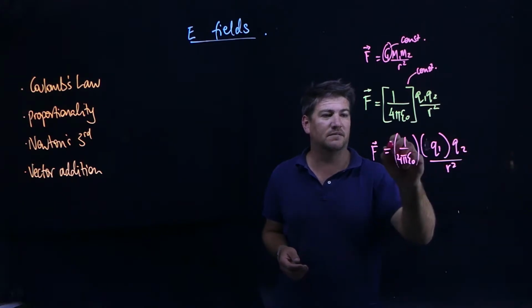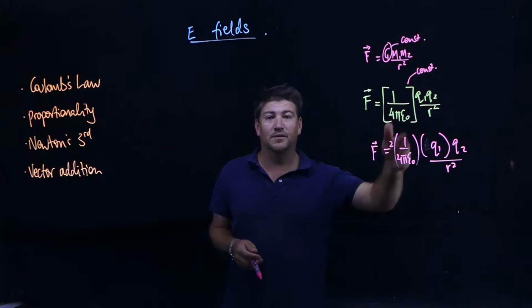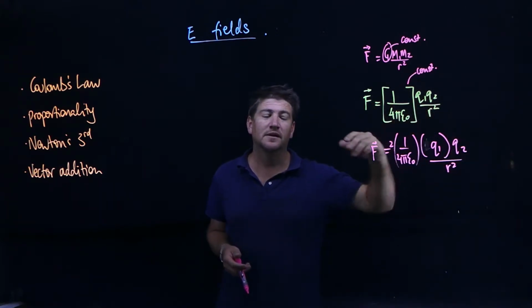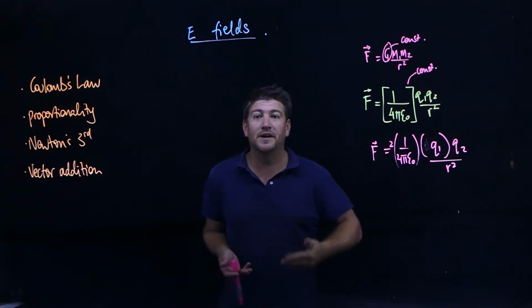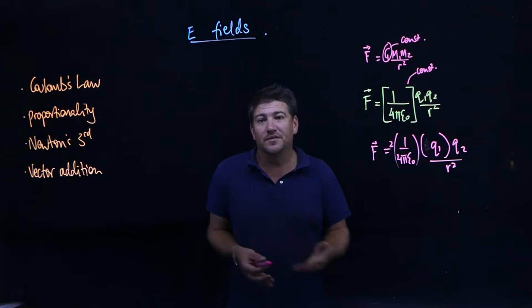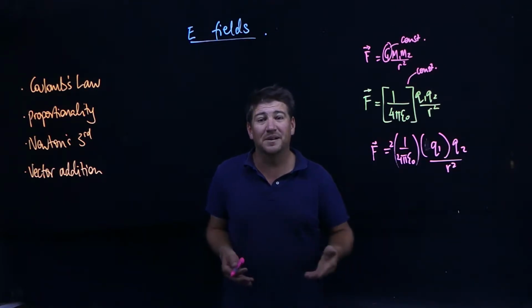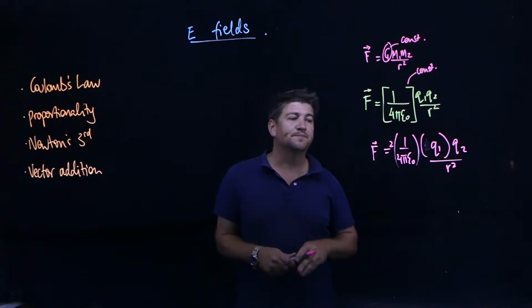We can take that thing out the front. And what we've got now is 2 lots of 1 on 4 pi epsilon naught Q1, Q2 and R squared, which is basically just 2 lots of this thing up here. So if we double one of the charges, all we're going to do is double the size of the force. Seems to make a fair bit of sense. If you double the thing that's interacting with the field, it makes sense that you're going to be doubling the force that that thing experiences.